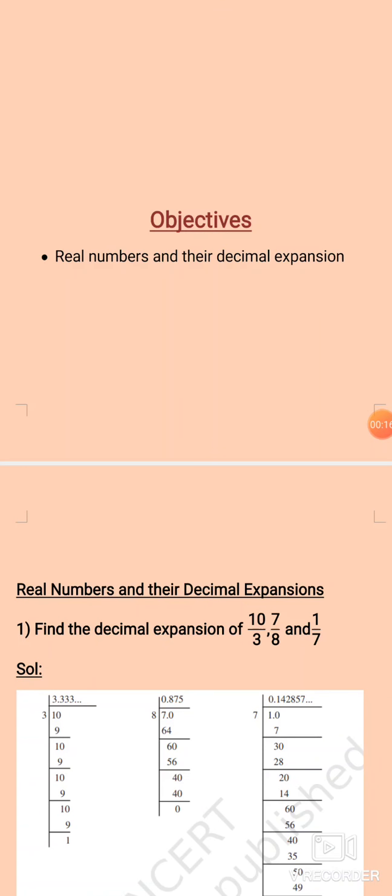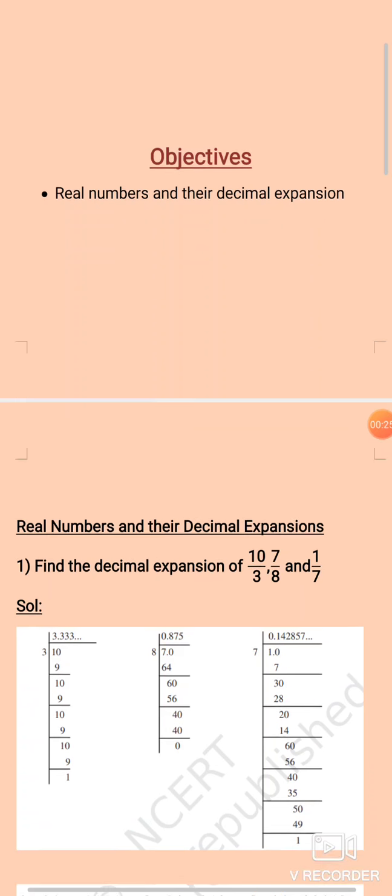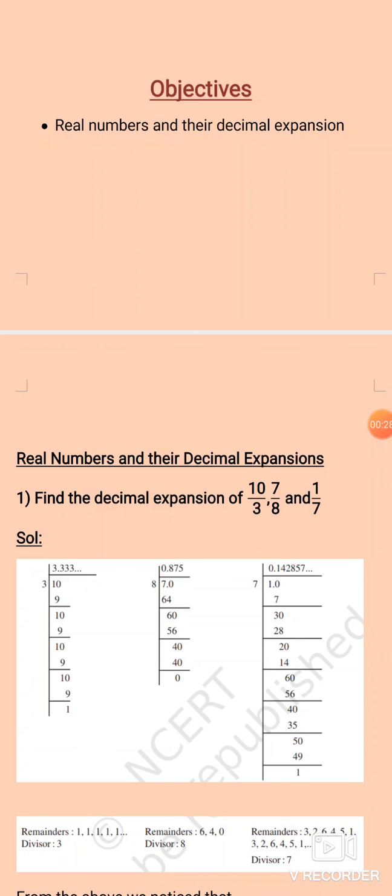Dear students, last class we had discussed some points of real numbers and their decimal expansion. Once again, I am repeating it. Listen carefully to the examples. What do you mean by real numbers? Yes, a collection of rational and irrational numbers are called real numbers. From that, the first example: find the decimal expansion of 10 by 3, 7 by 8 and 1 by 7. Yes, these are what? Rational numbers.